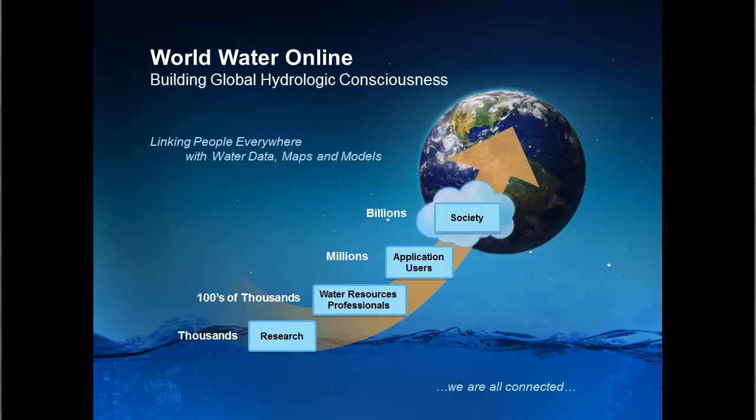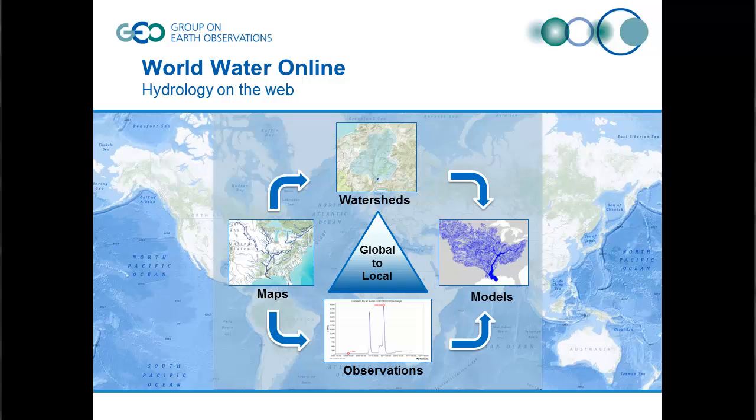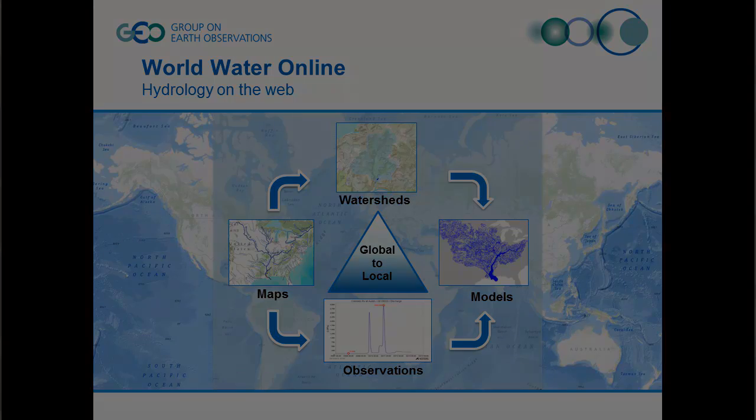World Water Online meets a long-term vision for collecting and sharing water resource information so that anyone with internet access can find out about water conditions in their local area. This is accomplished through a combination of commercial and open source products and services designed for free and open public access. The goal of World Water Online is to empower people through the web and connect them to water data, maps, and models everywhere at many different scales of application, from global to local.